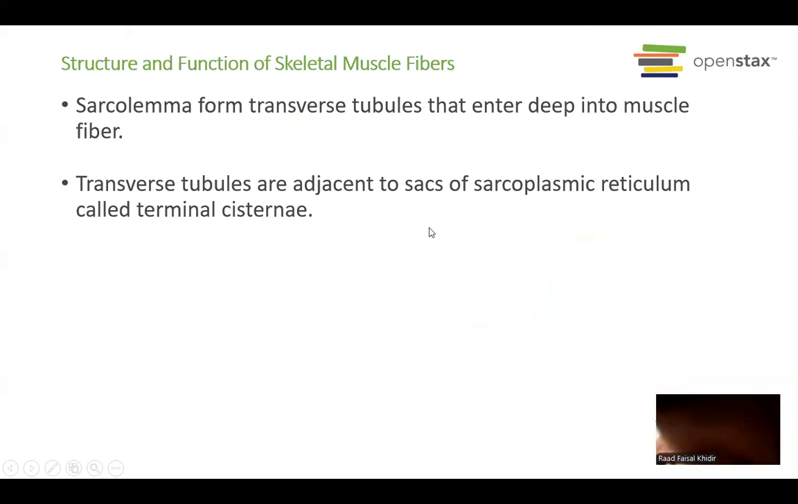The sarcolemma. So what does the sarcolemma do? The sarcolemma forms transverse tubules that enter deep into the muscle. The transverse tubules are adjacent to sacs of the sarcoplasmic reticulum called the cisterns. You see, the terminal cisternae. Now it makes all sense.